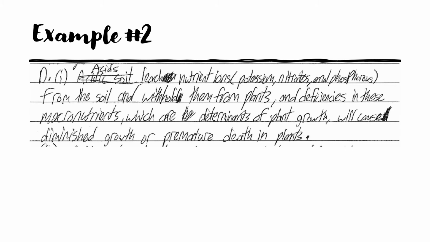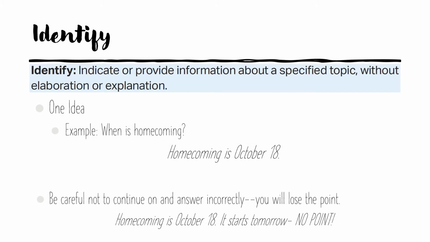Okay. Every student loved these types, and you should eventually learn to love this one as well. Identify. Identify, according to College Board, is to indicate or provide information about a specific topic without elaboration or explanation. So an easy way to think about this is just an idea, one idea. So our example question would be, when is homecoming? Homecoming is October 18th. So that is an example of identify.